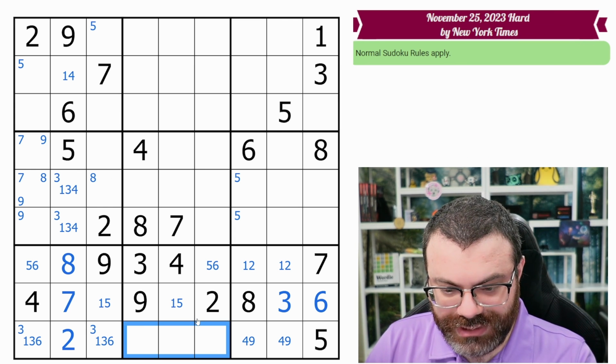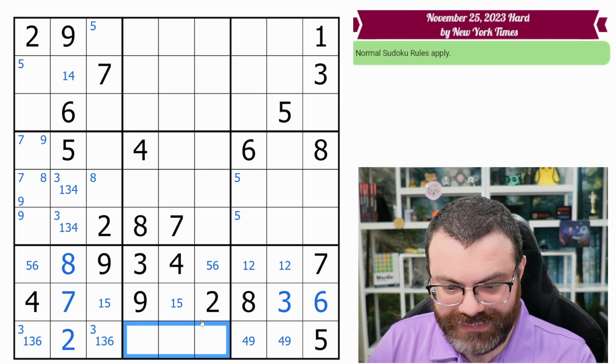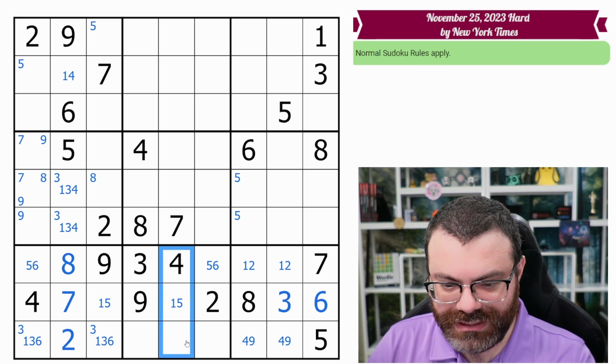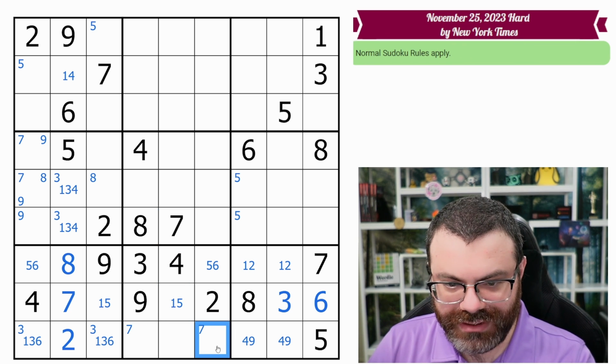These, let's just think about what these are. These are 1, 5, 6, 7, 8. Ooh, that's a lot. But 7 is actually limited to these two, so we can mark that.